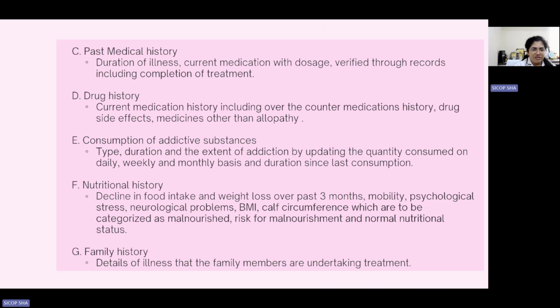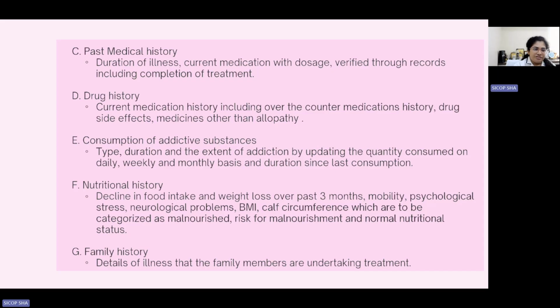Here, duration of illness, current medication with the dosage, verified through records including completion of treatment. Then drug history: current medication history, including over-the-counter medications history, drug side effects, and medication other than allopathy. Means they may have the practice of using Ayurvedic or some herbs, etc. treatment, that can also be noted over here.